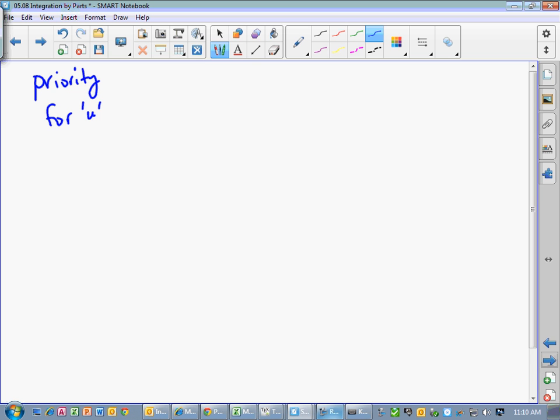Okay. So, priority for u. The first thing, if it's there, is the natural log. If there's a natural log there, that's your u every time. Why? Because the derivative of that is 1 over x. That's a lot simpler than the natural log of x.